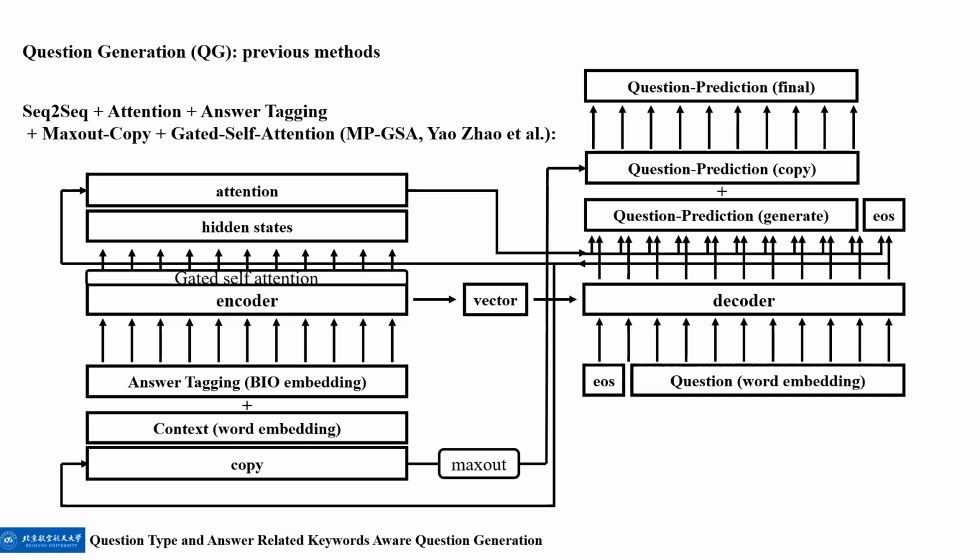To further aggregate information from the whole context, a gated self-attention layer is added to the output of the encoder so as to refine the context and answer representation at every time step. So far, the sequence-to-sequence framework is equipped with a series of complex mechanisms, and this baseline is named MPGSA.